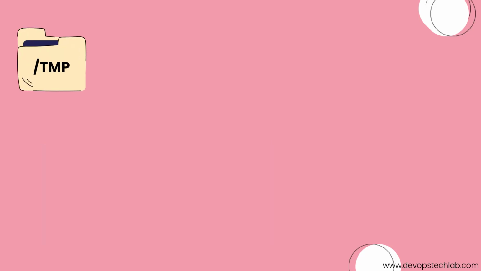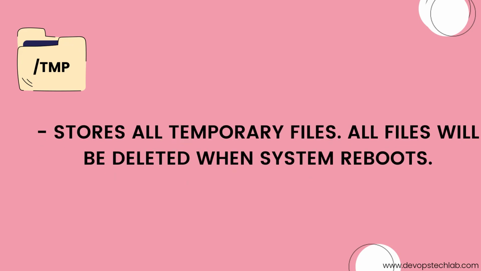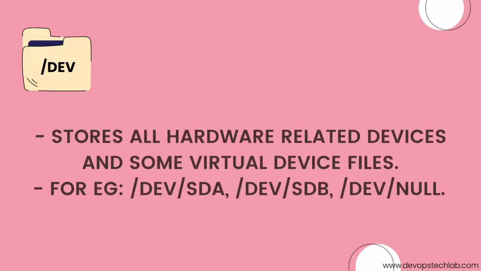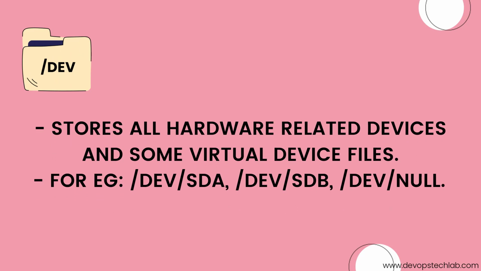Next comes /tmp directory. It stores all temporary files created by the user, system, or applications. These files will be deleted when the system reboots. /dev directory. Whatever hardware devices are attached to a Linux system, like SATA drive or a USB drive, will be represented by a file. And these files are stored in /dev directory. For example, /dev/sda will represent the first SATA drive, /dev/sdb will represent a second SATA drive, or maybe USB drive. It also contains files related to virtual devices, like /dev/null, but regarding this we will discuss in an upcoming lecture.